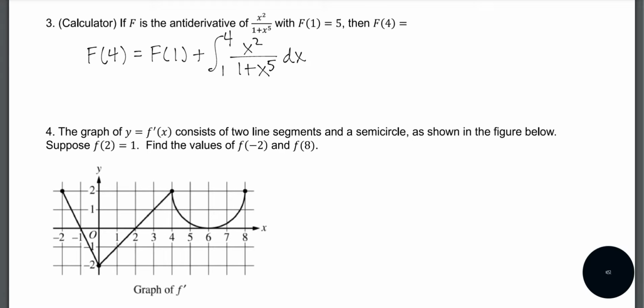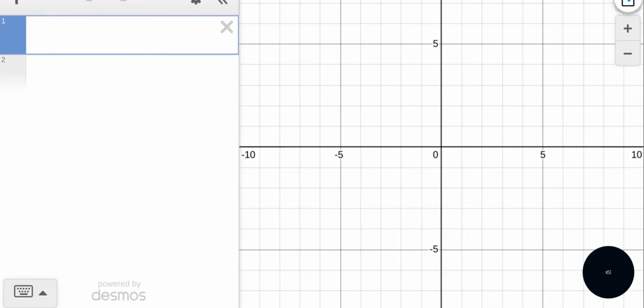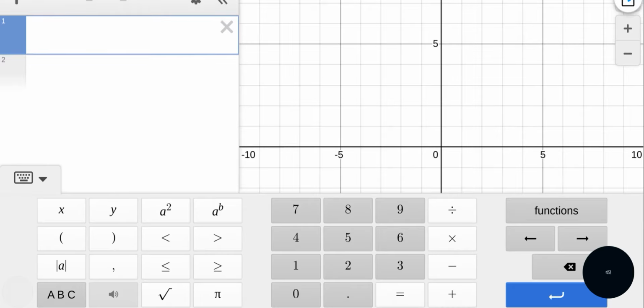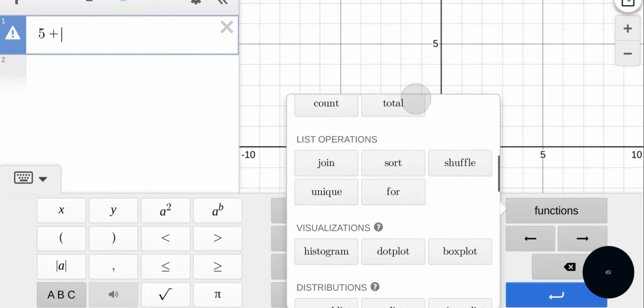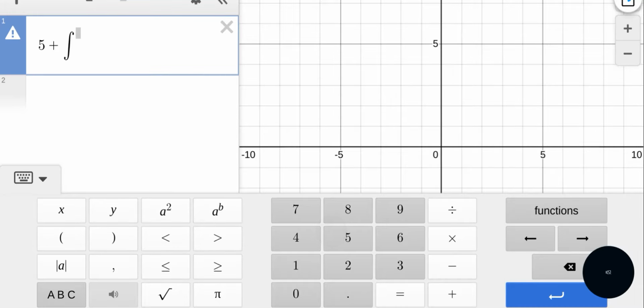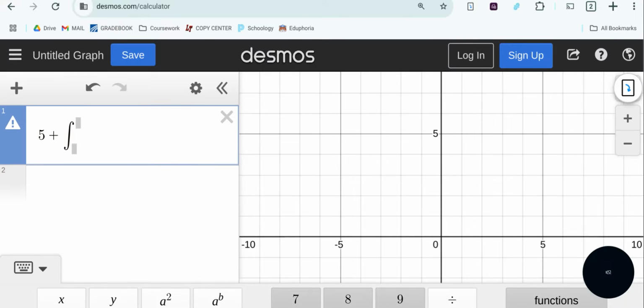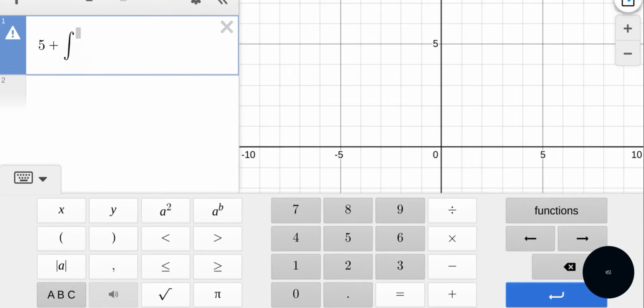So I'm going to hop over to Desmos. f of 1 is 5. So this is going to be 5 plus the integral, and we can get that out of functions. You can also type in int. I've kind of lost track. I'm going to have to flip back really quick. Say 5 plus the integral from 1 to 4 of, it's a fraction, x squared divided by 1 plus x to the power of 5.